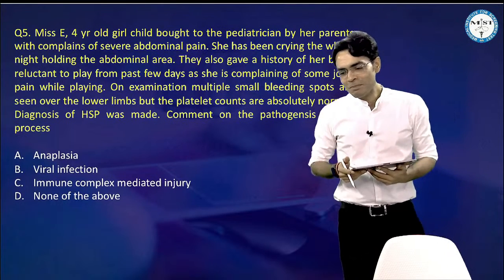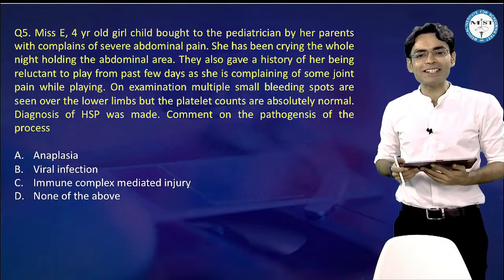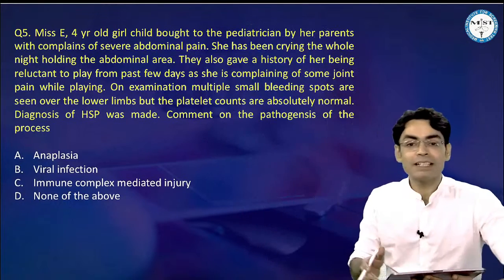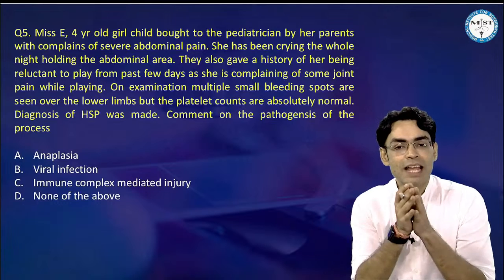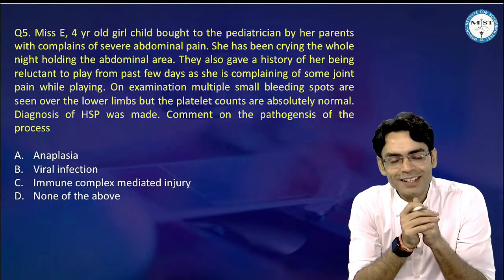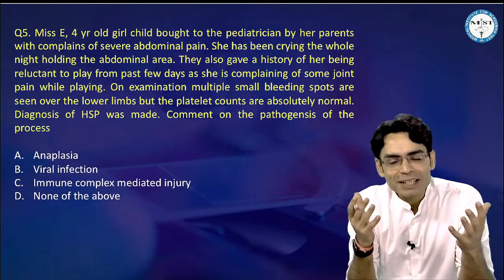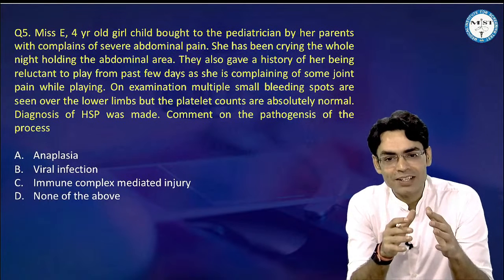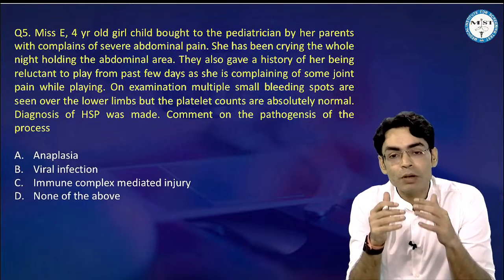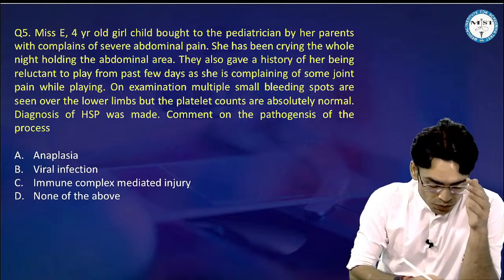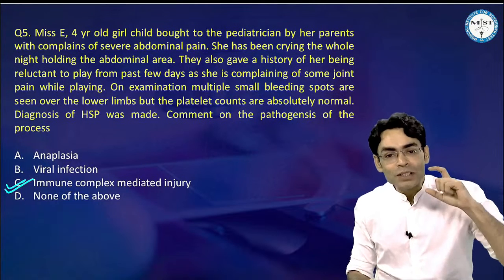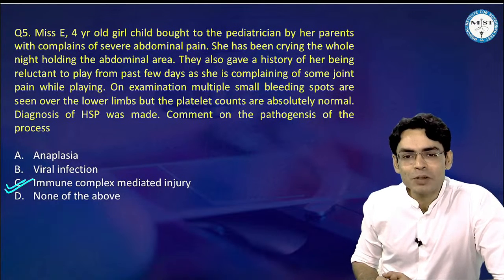As you can understand, Henoch-Schönlein purpura is a type 3 hypersensitivity reaction, and when we are talking about a type 3 hypersensitivity reaction, it's going to be immune complex mediated. So it is not anaplasia. What is anaplasia? It is abnormal, undifferentiated growth. Viral infection can cause it, but more commonly Henoch-Schönlein purpura is an autoimmune disease. So it's an immune complex mediated injury. You need to find the most probable answer here, and it is immune complex mediated injury.